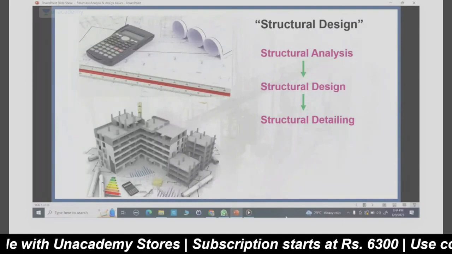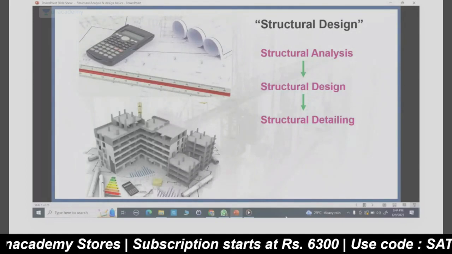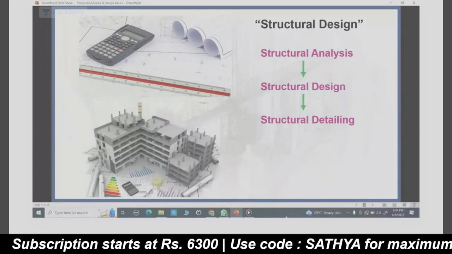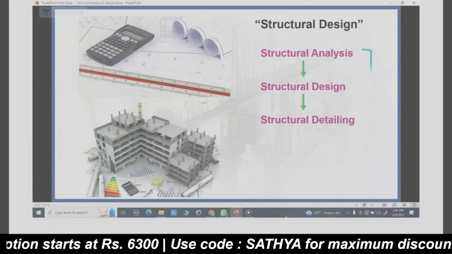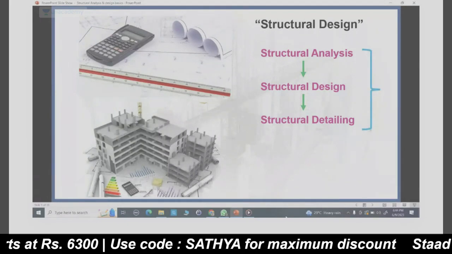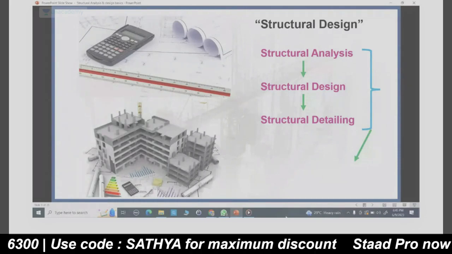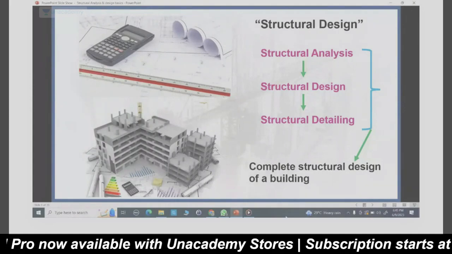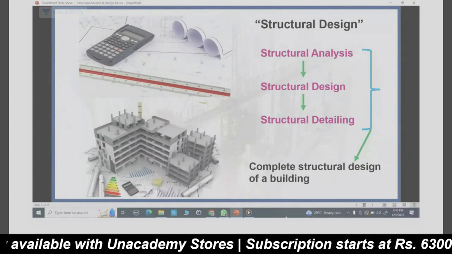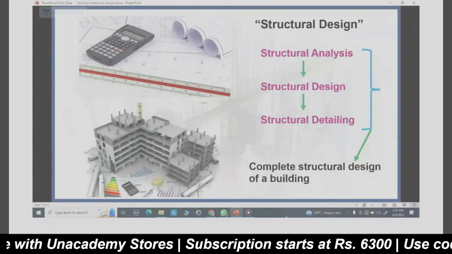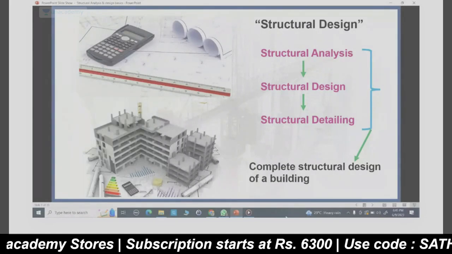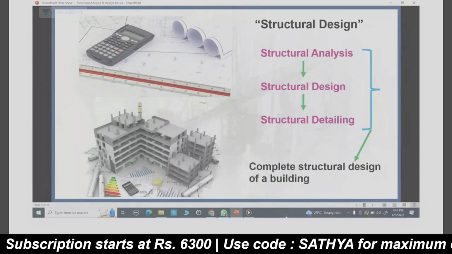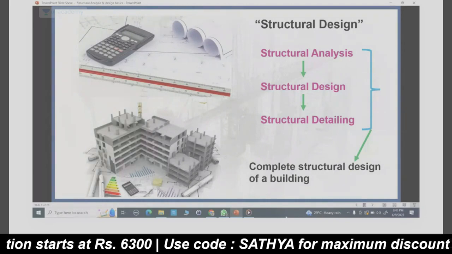As the name says, structural design, you cannot do the structural design directly. So before that, there are a few steps you have to learn, and then finally you have to do the structural design. So these three are the major concepts which you need to do in order to complete the proper structural design of a building. So structural analysis is very, very important before doing the structural design. If you don't do the structural analysis, you cannot do the structural design. And then finally, after designing the structure, you have to do the detailing. That comes in the form of drawing.